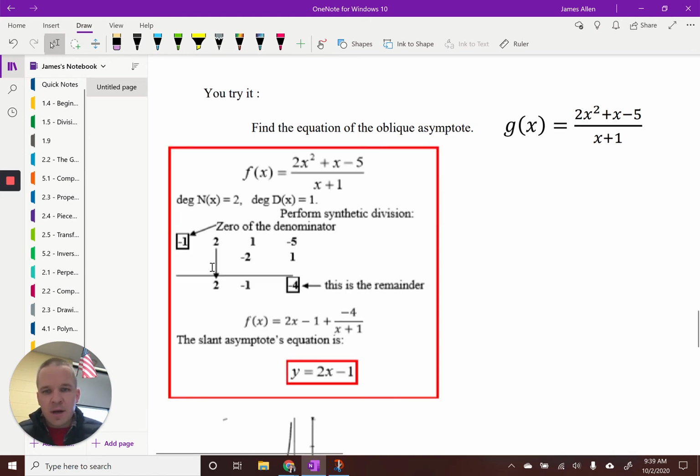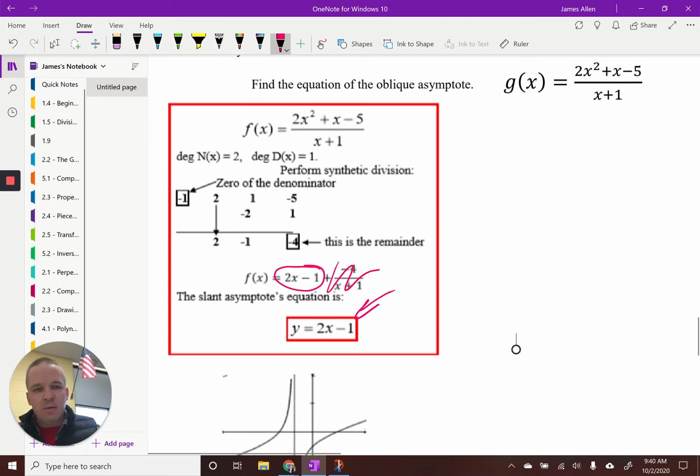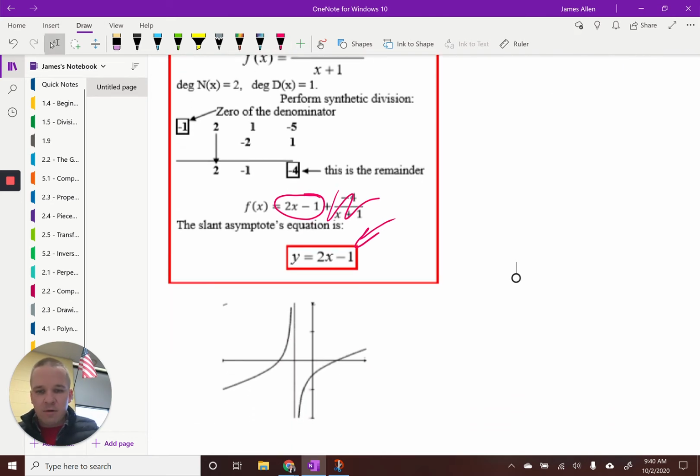All righty, here it is. We got it all nice and typed up. So again, we got -1 in the box. Work out some synthetic division. We get a remainder of -4. We don't really care about that, right? All we care about is this portion of it. There is my oblique asymptote, and then we've got ourselves a nice little look at the graph there, right?